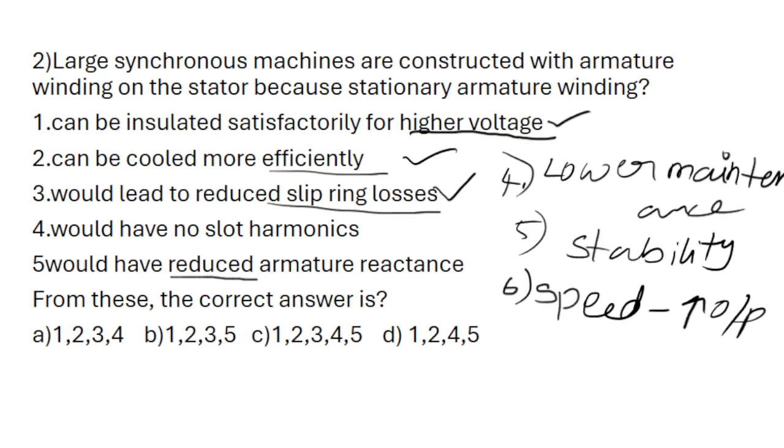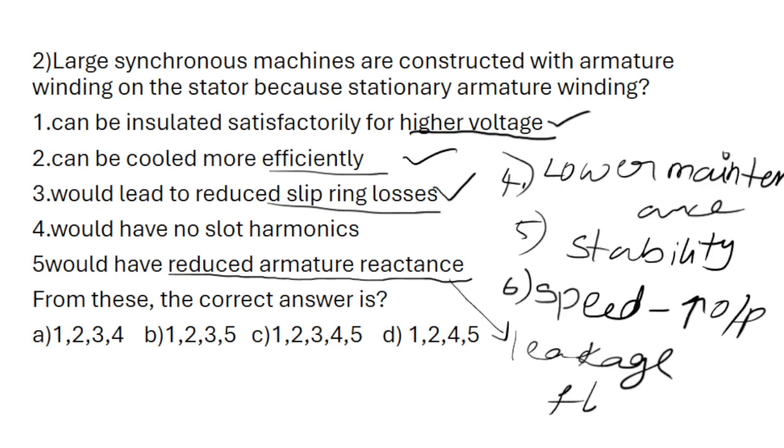The armature reactance in a synchronous machine is largely influenced by leakage flux, which does not contribute to the main magnetic flux, but instead links with only the stator winding. When the armature is placed on the stator with open slots, the leakage flux is minimized, reducing leakage reactance. So here option B is the correct one, 1, 2, 3, 5.